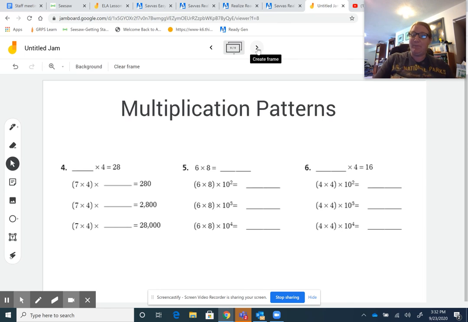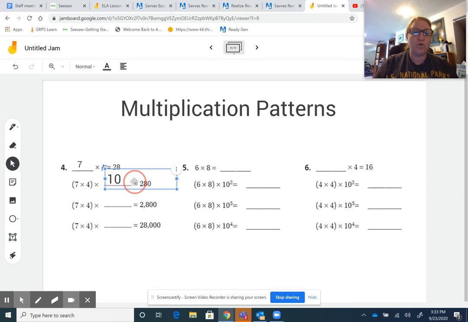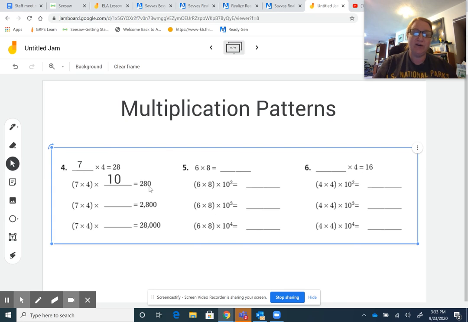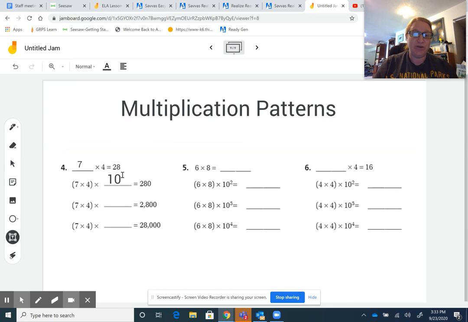And this is just a patterns page. So I need to know for number 4, what times 4 equals 28. And if you look down underneath, it gives it to you. So it is 7. 7 times 4 is 28. So now I need to know which exponent to put with 10 so that it is the right exponent and the right numerical expression to equal 280. So I need to add 1 zero. That means I'm going to have an exponent of 1. See how easy that was?